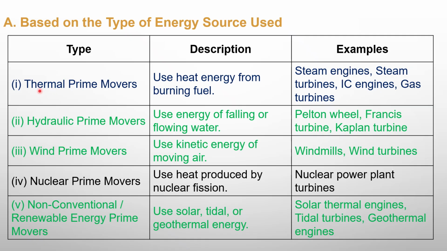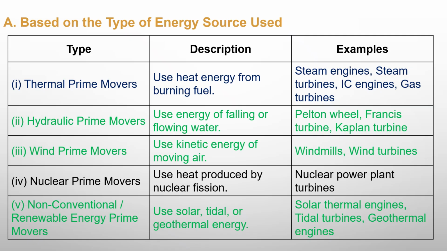So what you can see here is the thermal prime mover. They generally use heat energy by burning fuel, and when the heat is available we can run the steam engine, steam turbine, IC engine, gas turbine. If we are talking about nuclear prime movers, then heat is produced through nuclear fission. That heat is used in the nuclear power plant turbine, and definitely mechanical work or electrical energy is available.